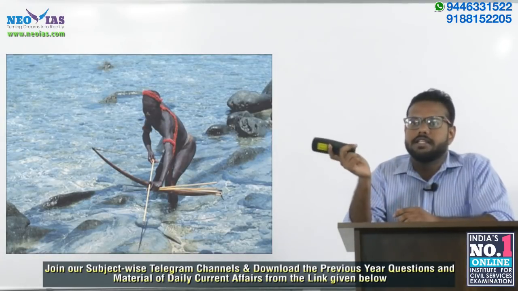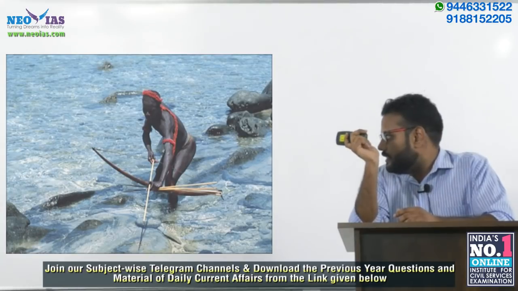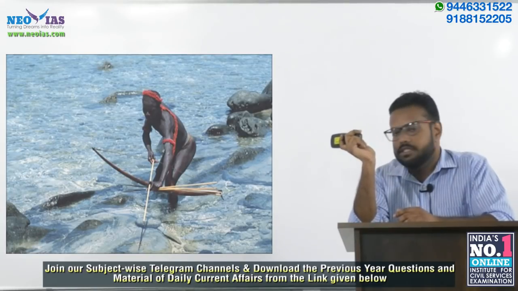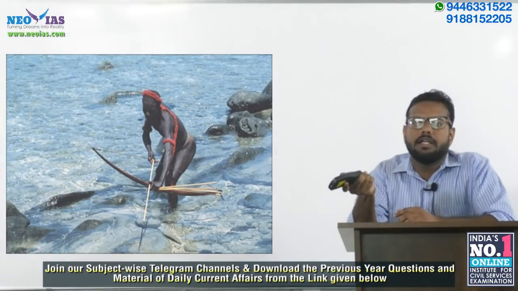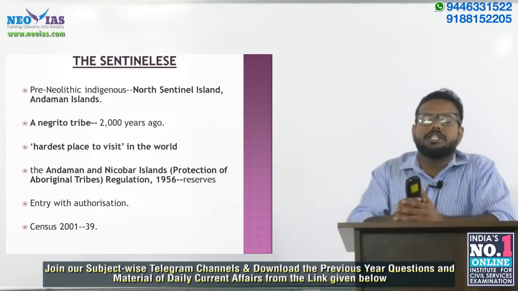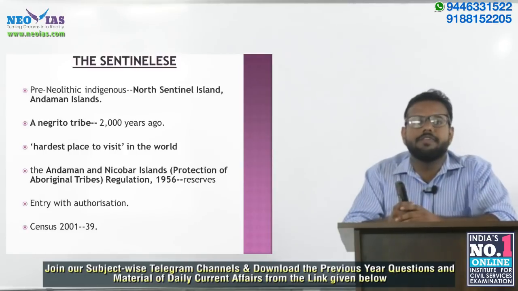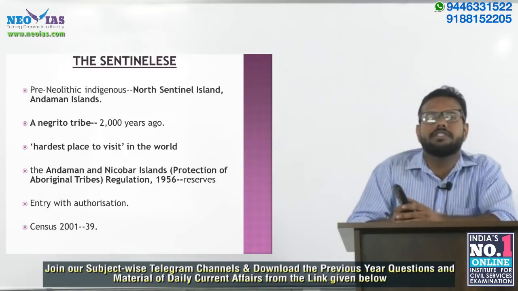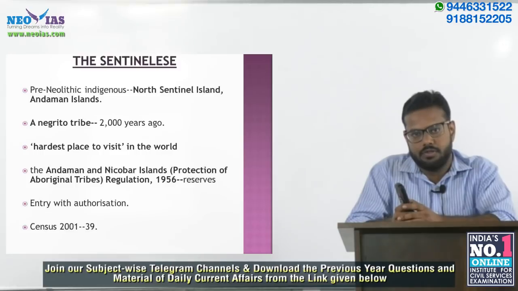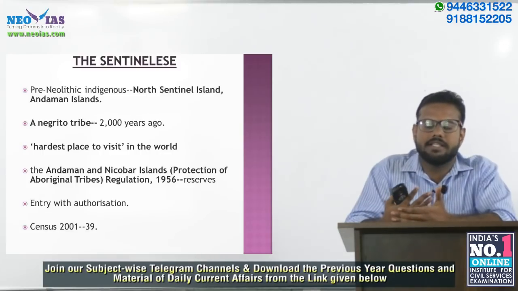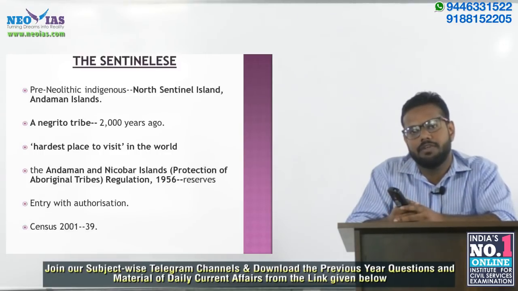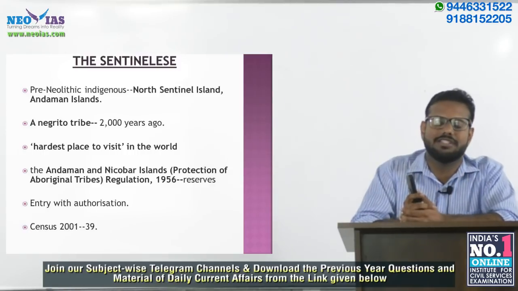You can see the Negroid-like features in that particular man. These are a Negroid tribe whose presence on the island was confirmed 2000 years ago. One of the features of the Sentinelese is that they are very hostile to strangers. So, if we enter their premises without permission, we might be shot by arrows.